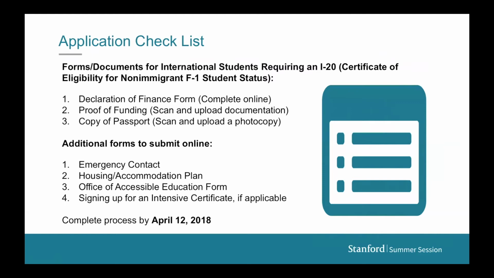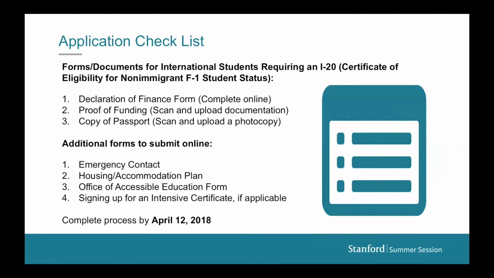It's a pretty simple form. The proof of funding can be a little complicated sometimes. This is the letter from your bank stating that you have enough funds to study here. You might also get this letter from your school, so just check in with them if they do offer that to you. And then finally, you will upload a copy of your passport.